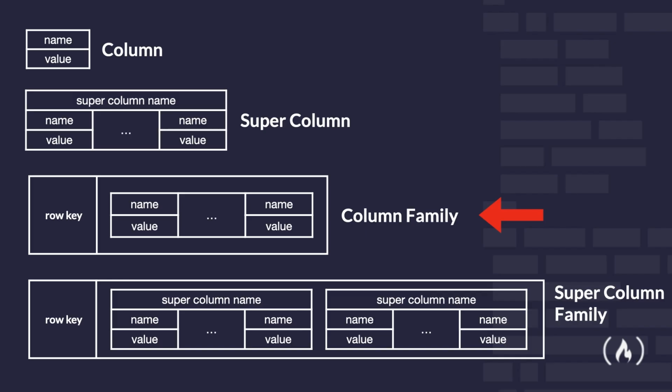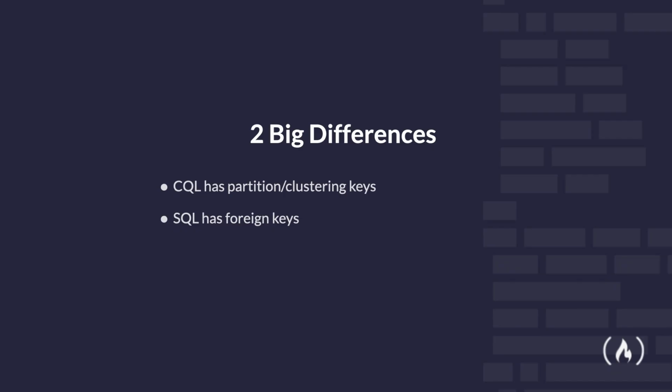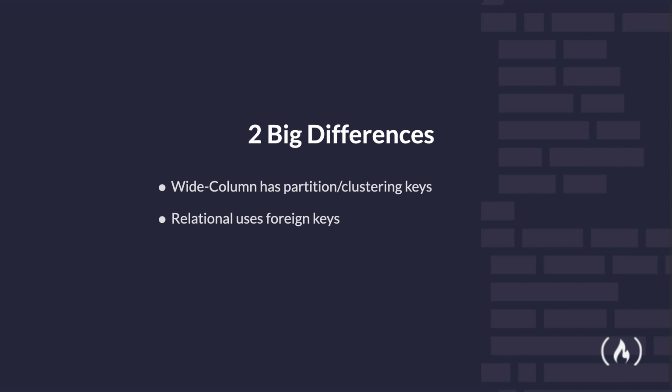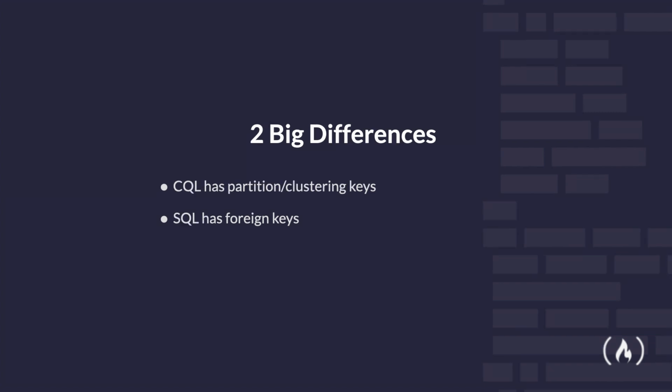Understanding how the primary key in wide column databases is different from relational primary keys is essential, followed by proficiency in data modeling. To learn more about both of these, I recommend this course in Apache Cassandra. Using Apache Cassandra as an example, the two biggest differences between wide column databases and relational databases are: wide column has partition and clustering keys. Relational uses foreign keys.